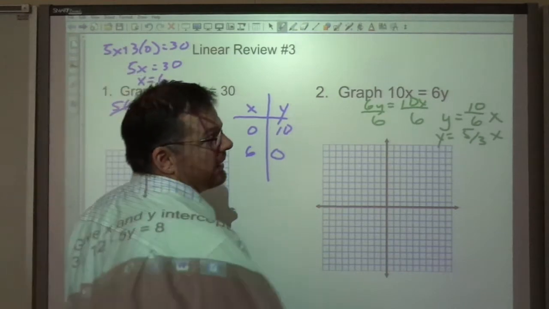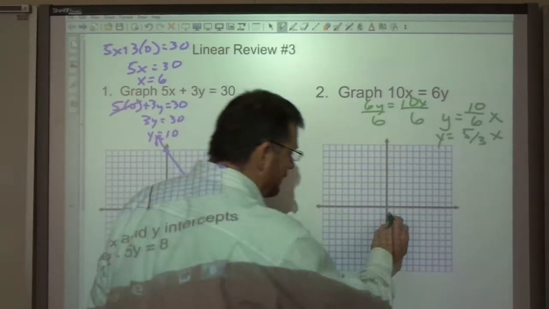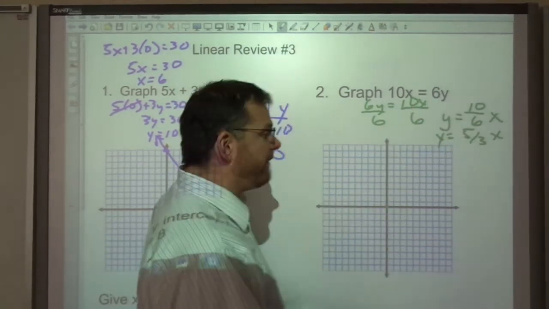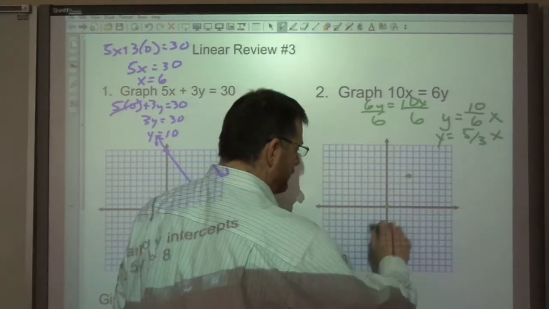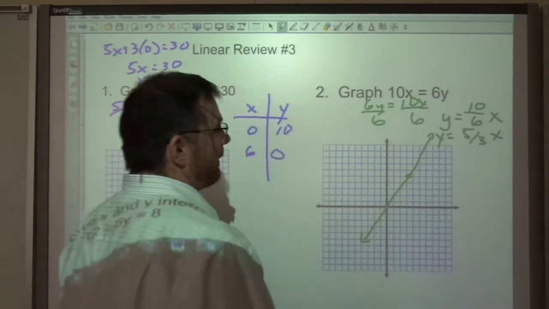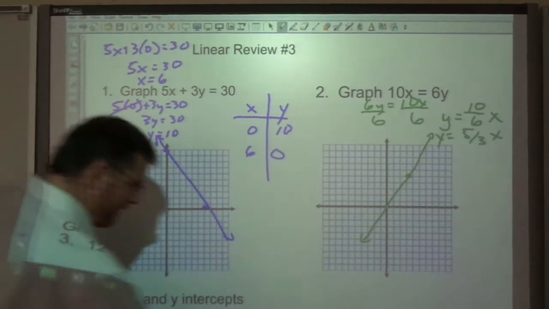So that means that it's 5 thirds x plus 0. So we're starting at 0, 0. And then I'm going to have a slope of 5 thirds. So I'm going up 5 and over 3. 1, 2, 3, 4, 5, over 3. There's 2 points. That's enough for me to draw a line. 5 thirds x plus 0. The m is 5 thirds. The b is 0. Okay.